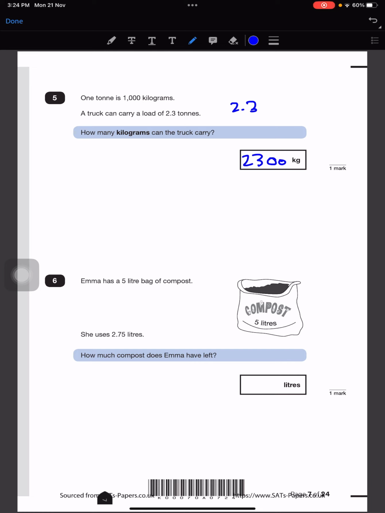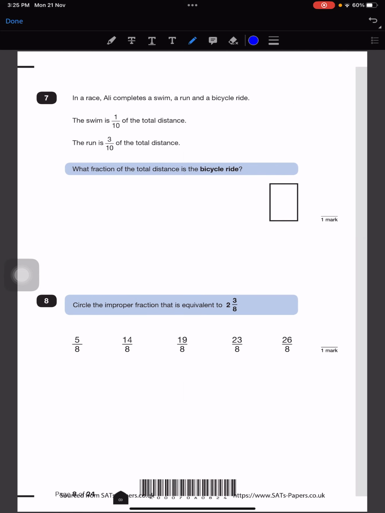So next, Emma has a 5-liter bag of compost. She uses 2.75 liters. How much compost does Emma have left? Okay, so we're just going to subtract. We're going to put 5.00, subtract 2.75. Okay, so this will become a 4, and this will give 1 to its neighbor. This will be a 9, and this will be a 10. So this will be a 5, and then 9 minus 7 is 2. And then this will obviously be a 2. So 2.25 is our answer. Next.